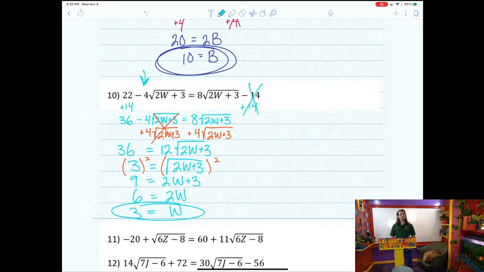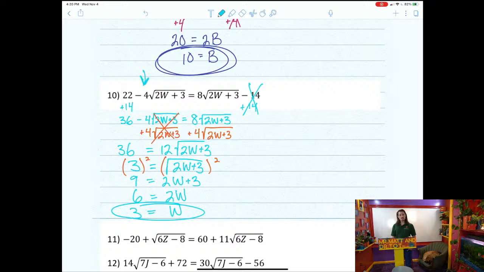Dividing by 12 on both sides, 36 divided by 12 is 3. So then we get 3 is equal to the square root of 2w plus 3, and I square both sides to get rid of that radical. When I do that, I get 9 is equal to 2w plus 3. Subtracting 3 on both sides, I get 2w is equal to 6. Dividing by 2 finally gives me w is equal to 3.